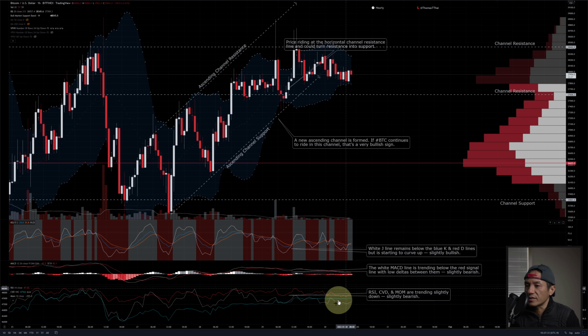Expect tiny little candles. Let's go down to the MACD. Previously it said that the white MACD line is trending below the red signal line with a low delta between them, meaning tiny little histogram bars. So slightly bearish. So what happened? Let's zoom in. Right here.